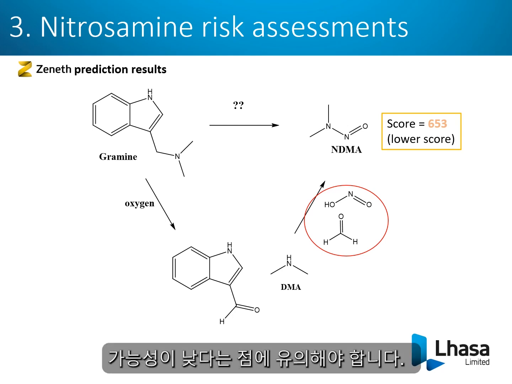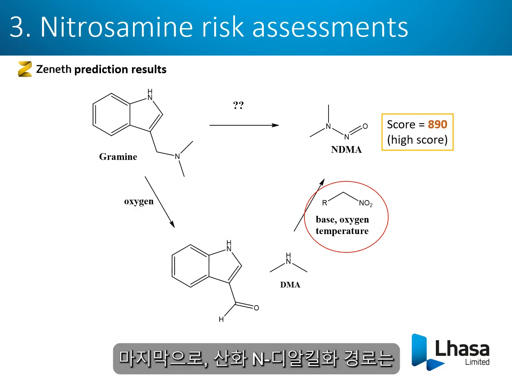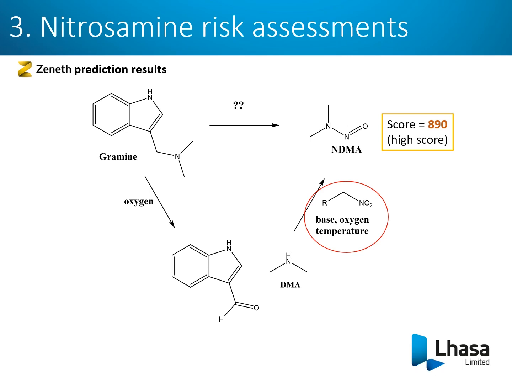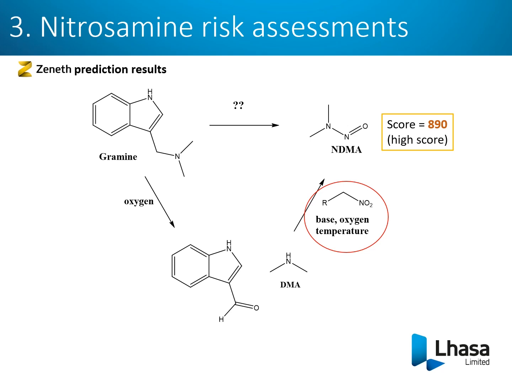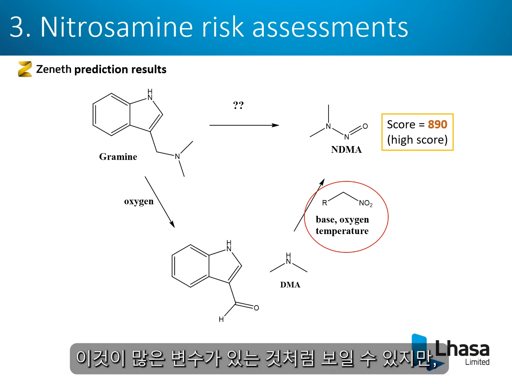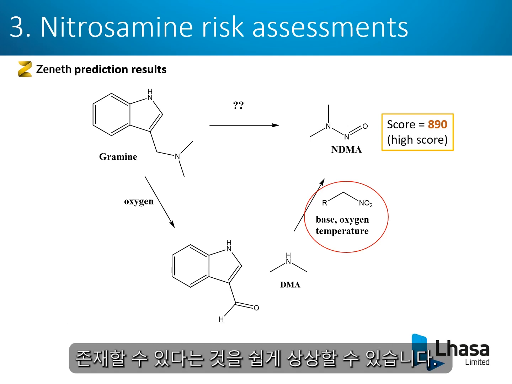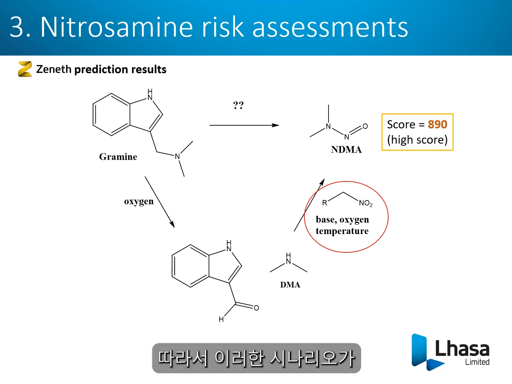Finally, this oxidative N-dealkylation pathway can also occur in basic conditions at elevated temperatures and if there are any traces of an alkyl nitro compound, NDMA can result. Whilst this may seem like a lot of variables, it's easy to envision such conditions being present when considering storage conditions in warm climates. This knowledge can therefore be utilized when choosing packaging and storage conditions to mitigate this scenario from occurring.